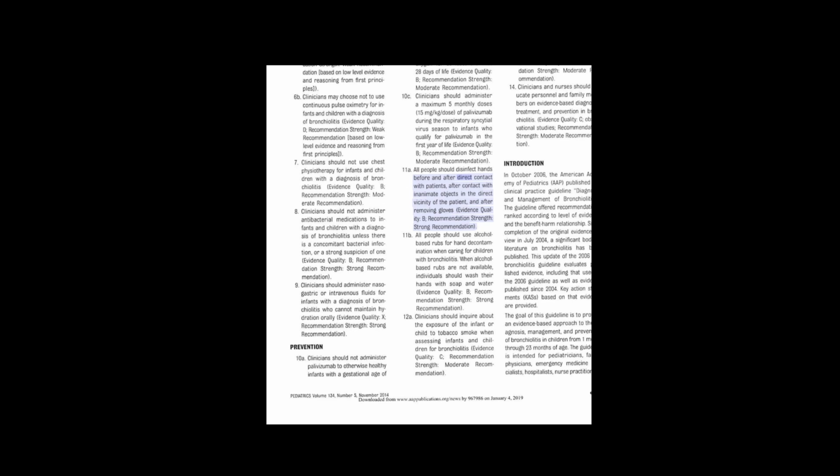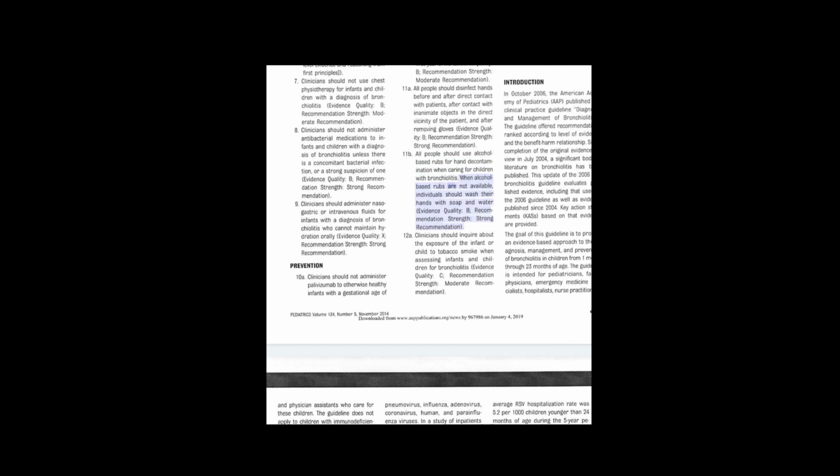11a. All people should disinfect hands before and after direct contact with patients, after contact with inanimate objects in the direct vicinity of the patient, and after removing gloves. 11b. All people should use alcohol-based rubs for hand decontamination when caring for children with bronchiolitis. When alcohol-based rubs are not available, individuals should wash their hands with soap and water.